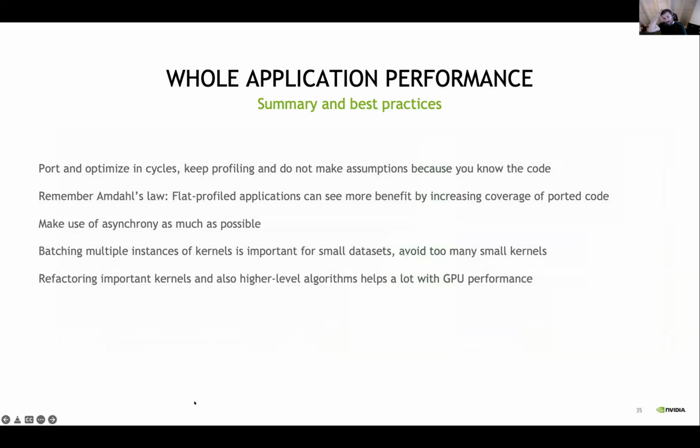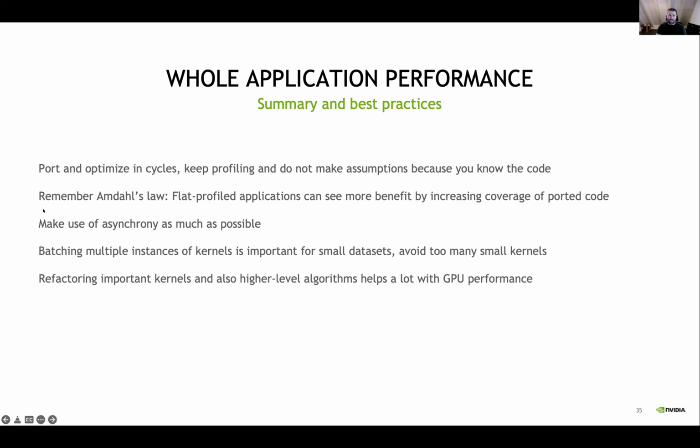So let me sum up our key lessons learned for whole application performance. When you do some porting, please port and optimize in cycles, because whenever you have ported something, your profile changes, and what seemed not to be important before can be a bottleneck after your first ports. And keep profiling. I know this is hard, because when you're very familiar with the code, you think you know the code. However, keep profiling it anyway, because there might be surprises. That happened to me as well. So I've called out Amdahl's law before.